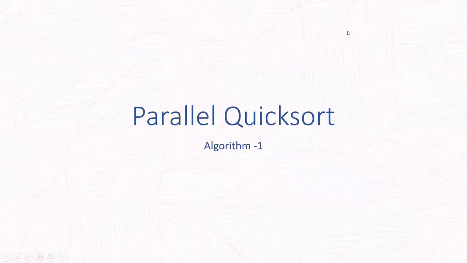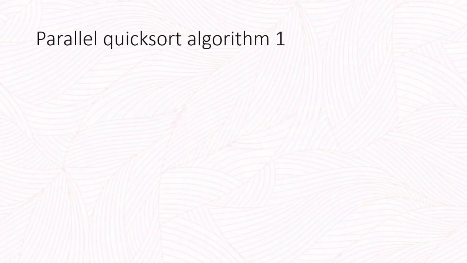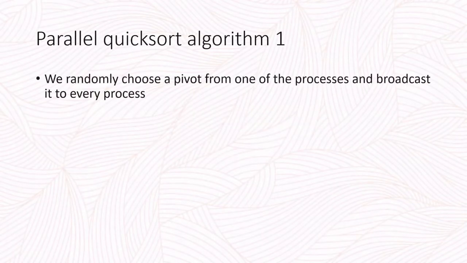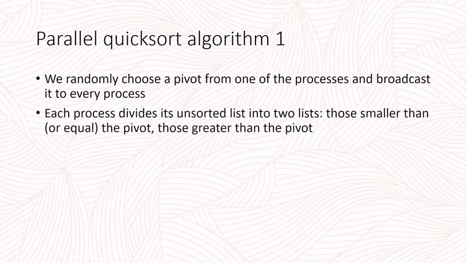We'll be seeing the first algorithm for parallel quicksort in this session. The algorithm starts with choosing a pivot from one of the processes and broadcasting this pivot to every other process which are involved with sorting.